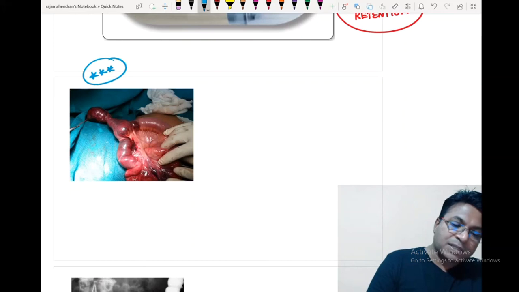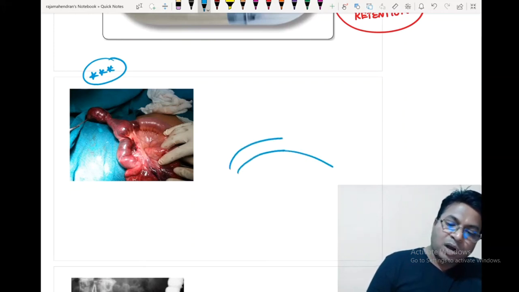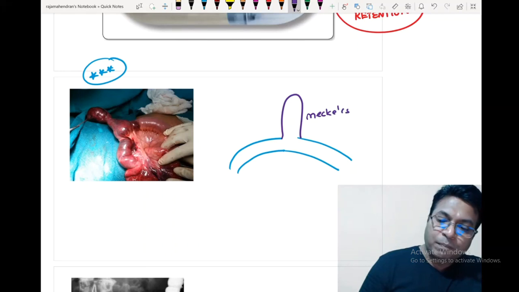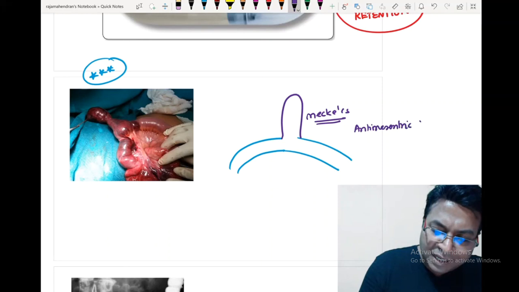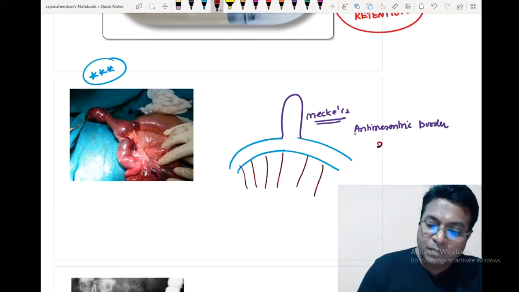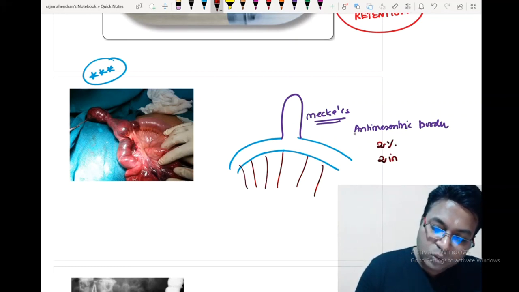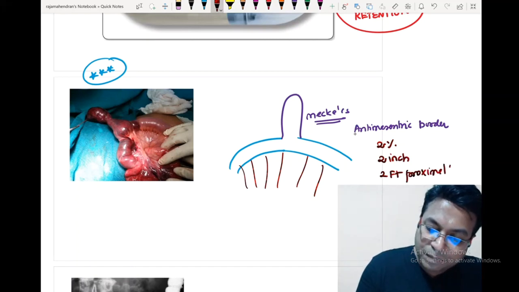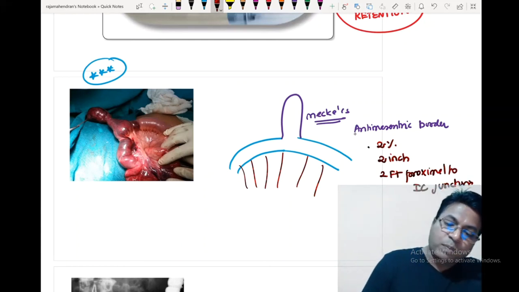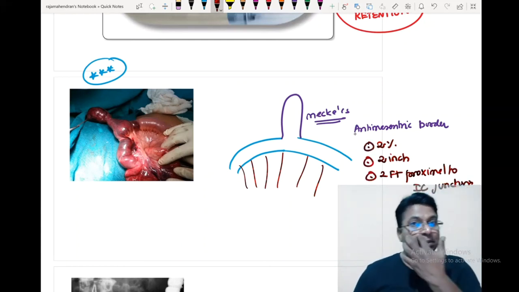What is the diagnosis? This is nothing but the small bowel showing you Meckel's. This is Meckel's diverticulum. So Meckel's diverticulum is found on the anti-mesenteric border. Please don't forget, it is found on the anti-mesenteric border. This is a mesentery. It is seen in 2% of individuals. It is 2 inches in length. It is seen 2 feet proximal to the ileocecal junction. So 2% individuals, 2 inches in length and 2 feet proximal to the ileocecal junction.